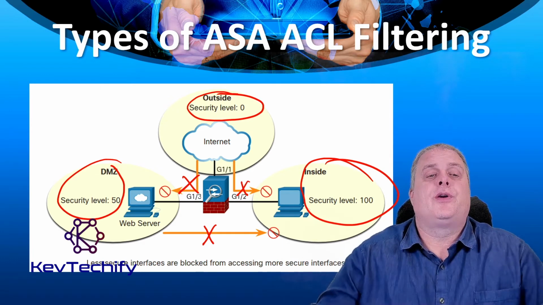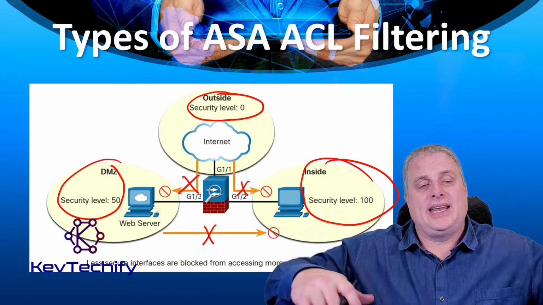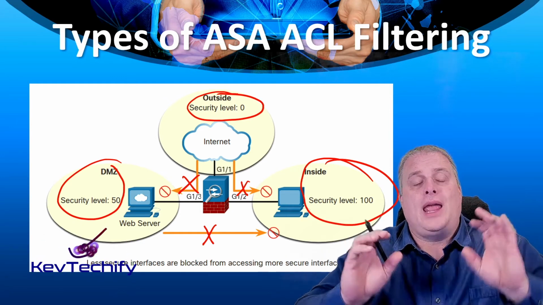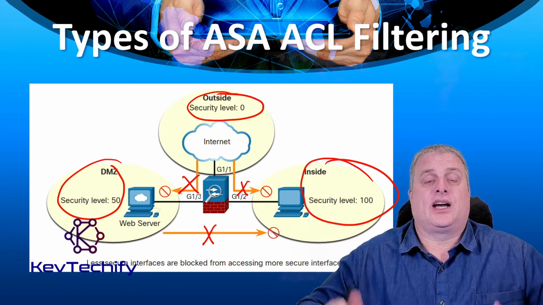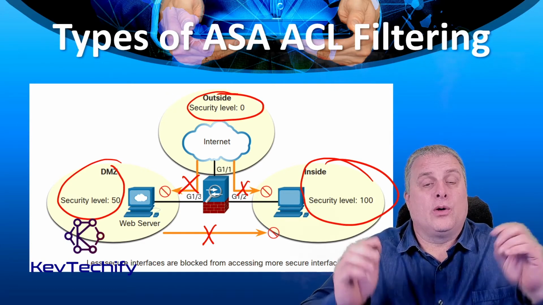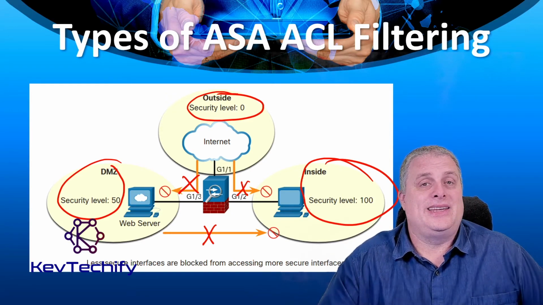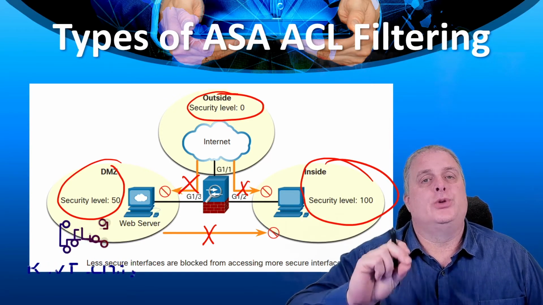I'm sure some of you are thinking, well, that's why we set up the DMZ, is to let the outside get access to that. Once again, I said by default, without any access control list configured, these devices can't access a higher security level. In order to allow outside to access the DMZ, the web server in that DMZ zone, you have to set up a special access control list to allow that traffic.